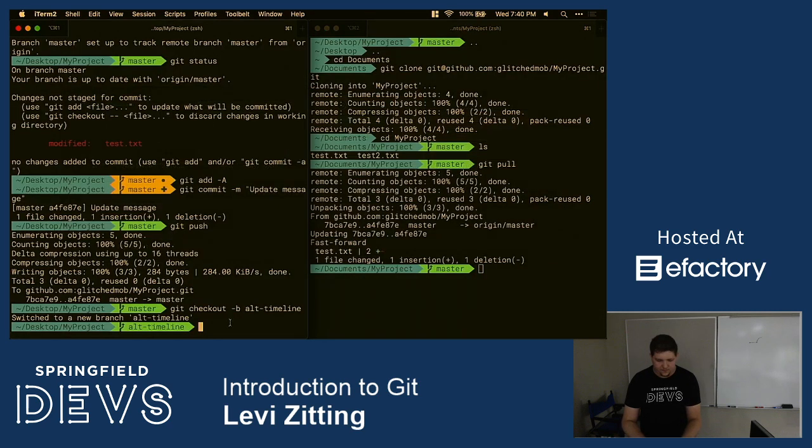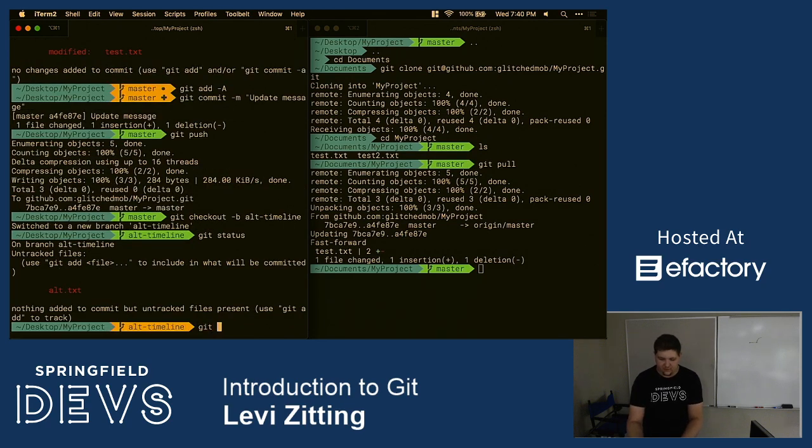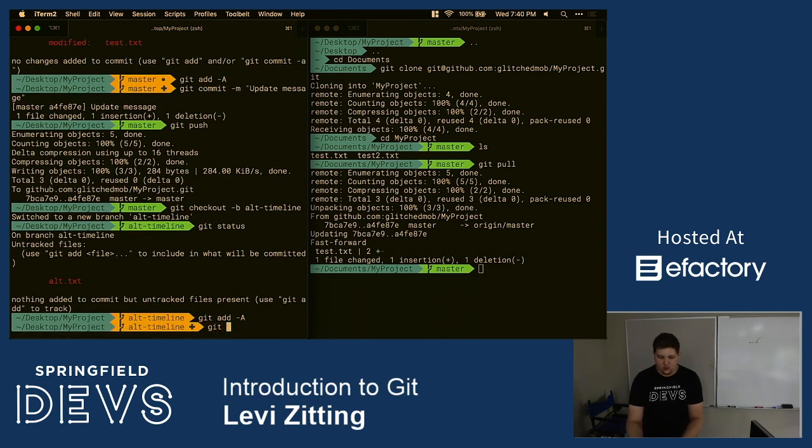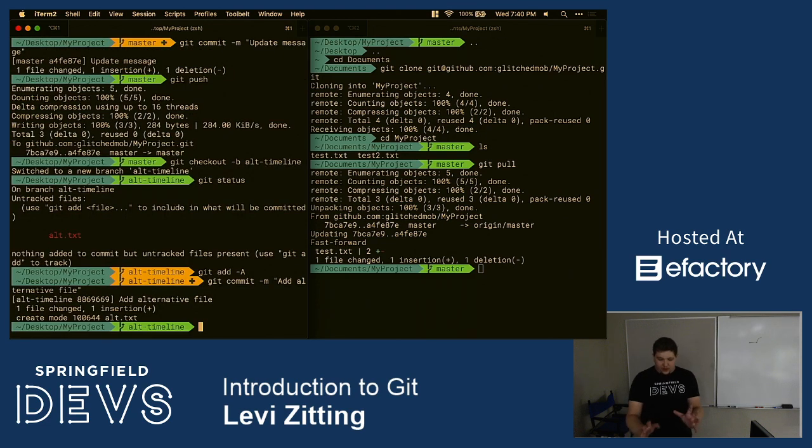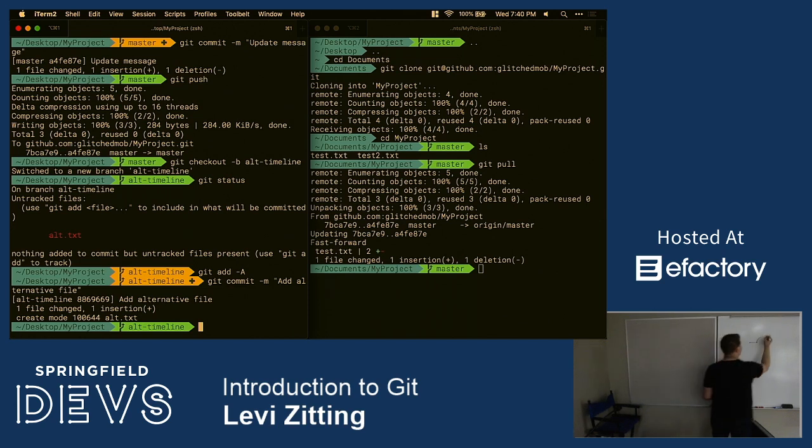Whoops, wrong terminal. So let's make another commit. We'll type git status. Yep, we see that new file there. We'll add that. Type git commit and alternative file. Okay, we've made this commit. So now we go back to our little representation here. Now we've actually made a commit there.